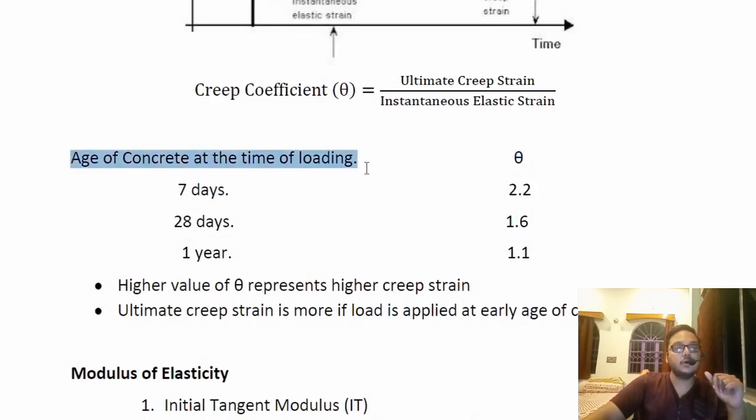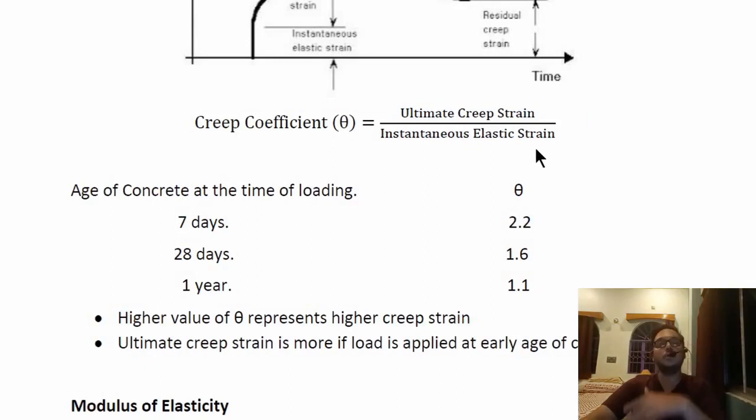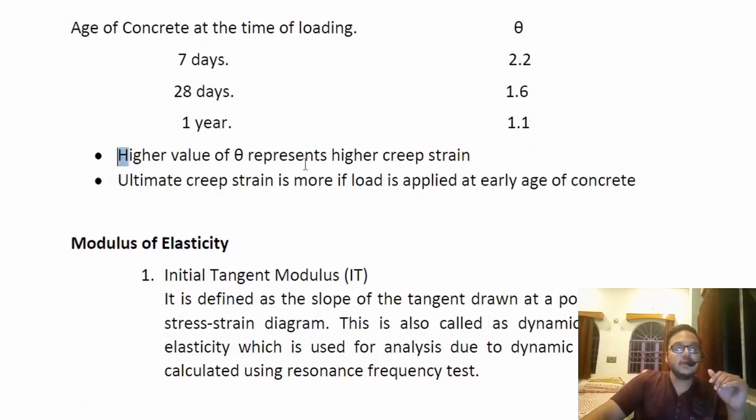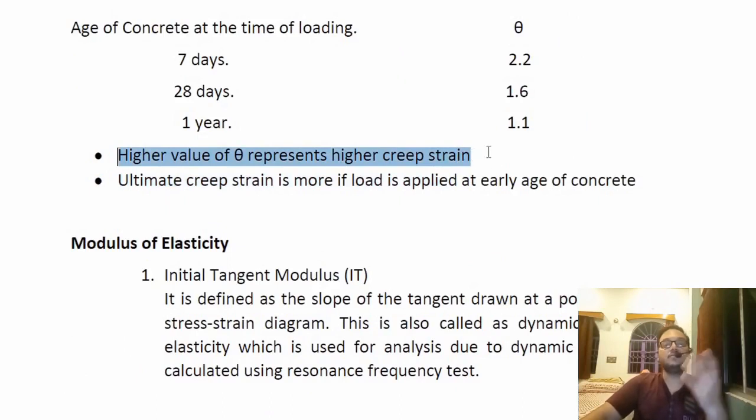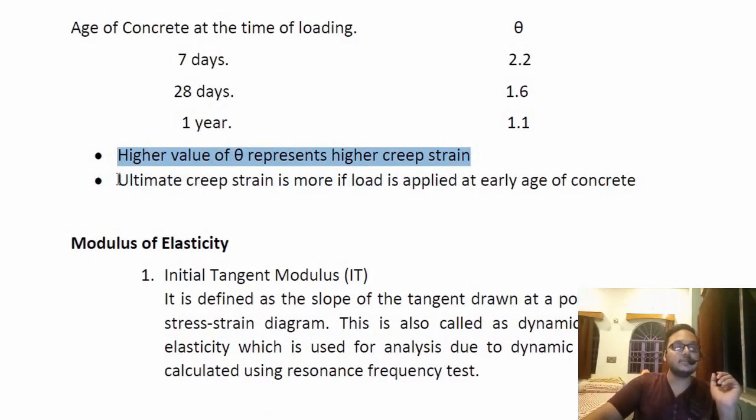There is a comparison between the age of the concrete at the time of loading and theta, our creep coefficient. For 7 days age of concrete, the creep coefficient is 2.2. For 28 days it is 1.6, and for 1 year the creep coefficient is 1.1. So with the increase of time, the creep coefficient decreases because the instantaneous elastic strain increases while the ultimate creep strain remains constant. And a higher value of theta represents higher creep strain.